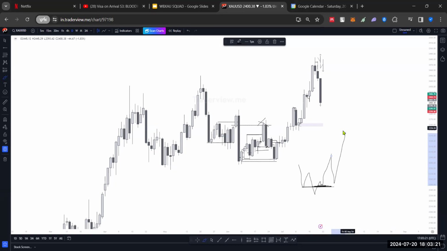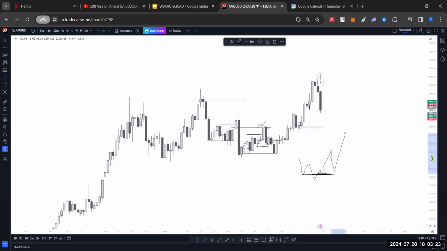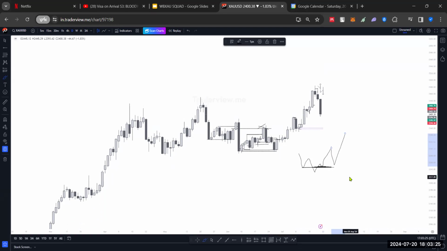For example, you can also have examples where you have double supports before the shoulder or before the peak. You can have something like this, these two supports, then price makes the peak. And then you still have your shoulder stuff here. So price breaks, comes back, and progresses.